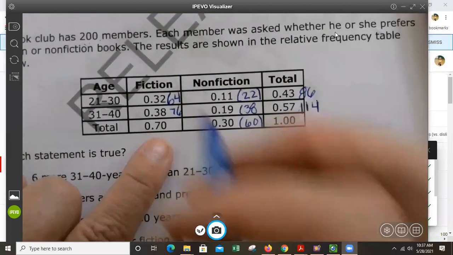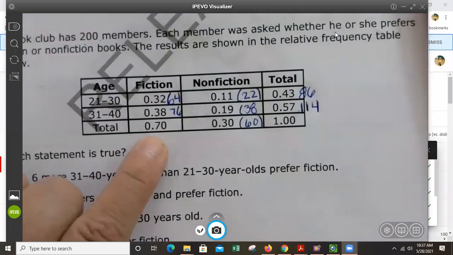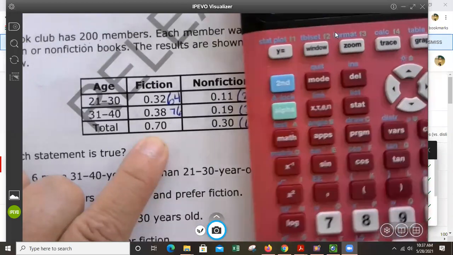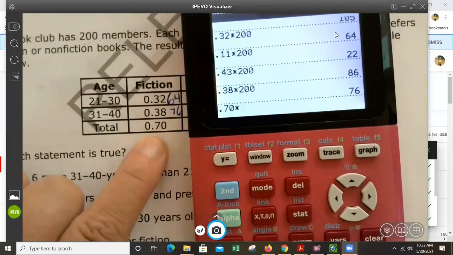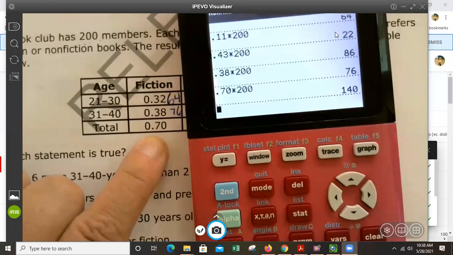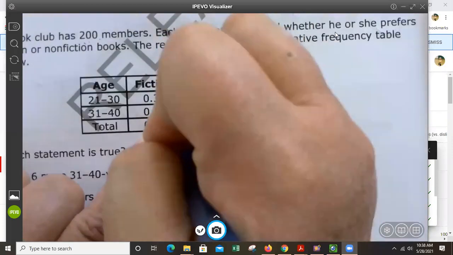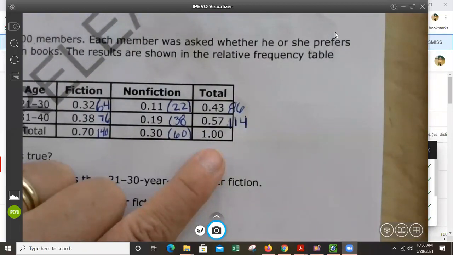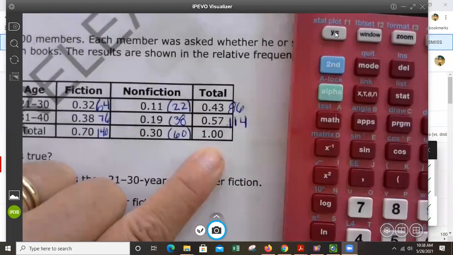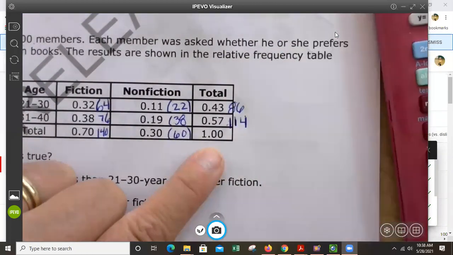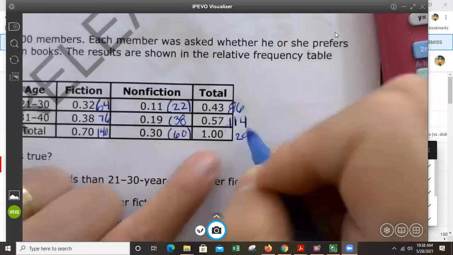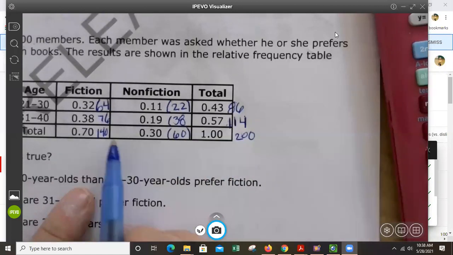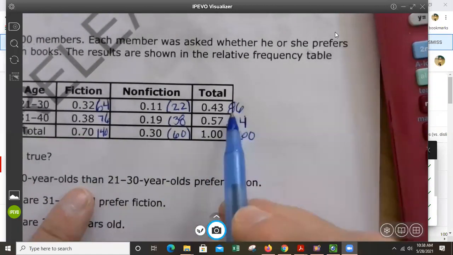Kevin, did you do 0.7? 140. Did you do 0.70 times 200? Yeah, 140. Oh, I thought you said 1.40. Okay, and then what do you think that's gonna be? It'll just be 200. Because you notice, all this right here adds up to 86. This right here adds up to 114. This adds up to 200.